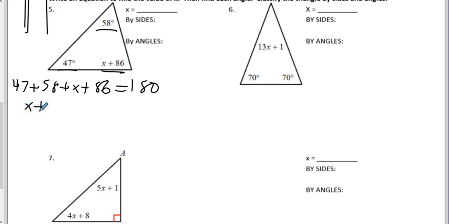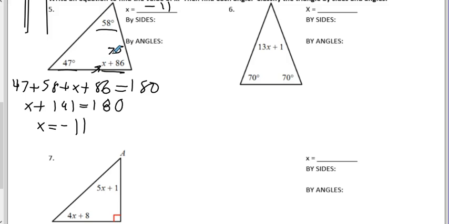Combine like terms. 47 plus 58 plus 86 is 191. Now, you may be a little freaked out here and go, well, when I just subtract, we get a negative number. That's okay. 180 minus 191 is negative 11. That's all right. We can have negative x values. We just can't have negative angles. When I plug negative 11 in right here, 86 minus 11 is 75. And I can check. 75 plus 58 plus 47 equals 180.